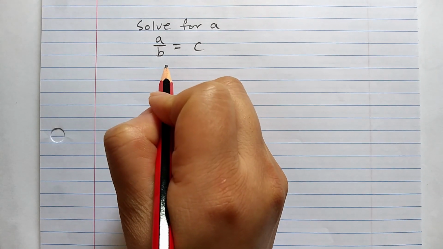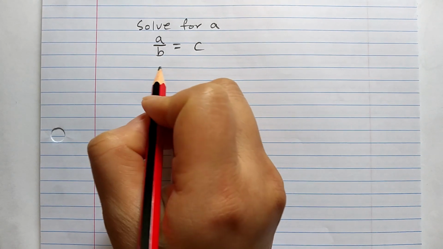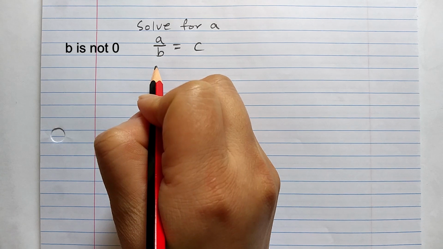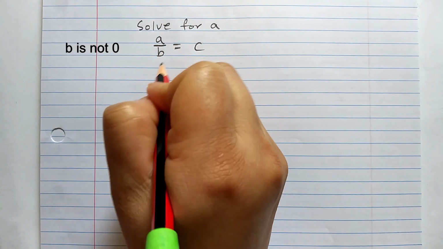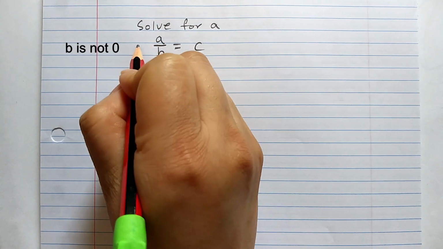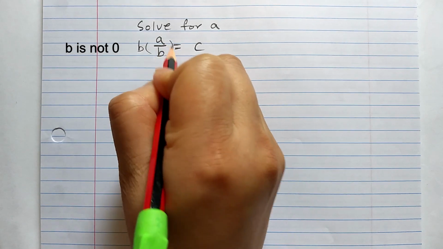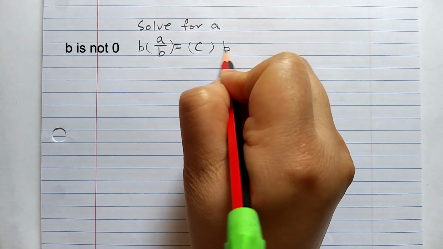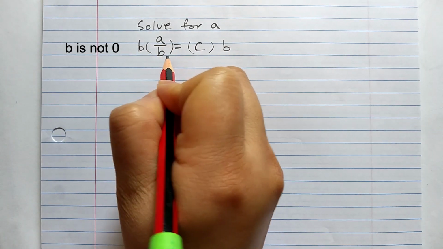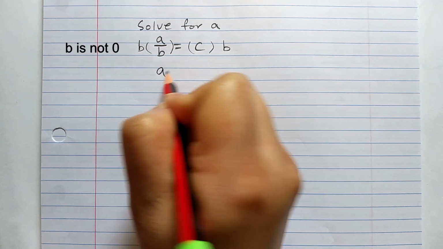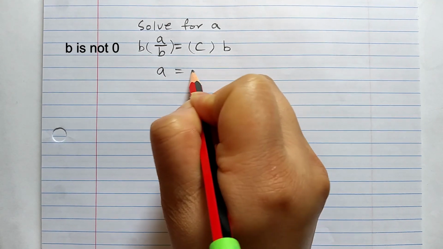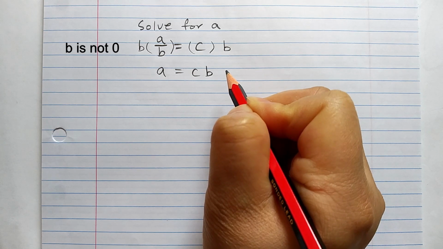A over B is equal to C, and solve this equation for A. How do we get rid of B here? If we multiply each side by B, this will be reduced to 1, so we'll have A is equal to CB.